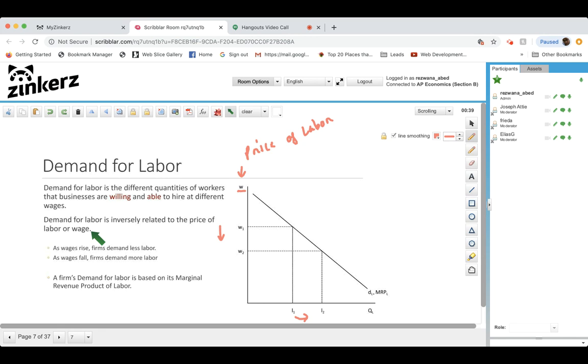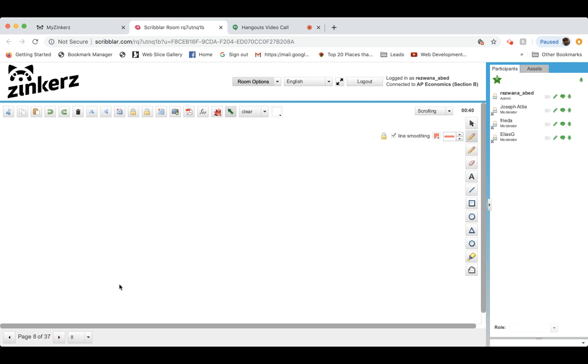Okay. So then there is another thing that we have to talk about, which is the marginal revenue product of labor. The farm's demand for labor is based on this thing called the marginal revenue product of labor, and it tells us something else that is also interesting. Okay, so let's find out what we mean by this marginal revenue product of labor.